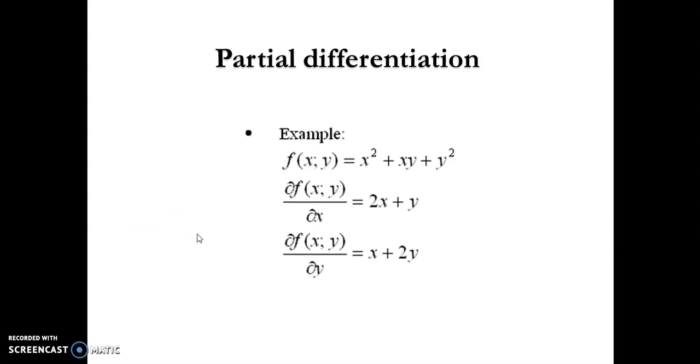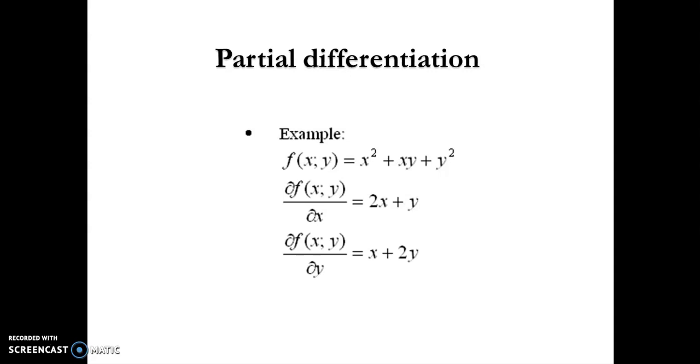Now here we have an example. We have our function, and you can see it is a function of x and y, and it is equal to x squared plus x times y plus y squared. When we partially differentiate, we differentiate with respect to a particular variable, holding the other constant. So this notation here is telling me I'm getting the partial derivative of this function with respect to x, but I'm going to treat y as a constant.